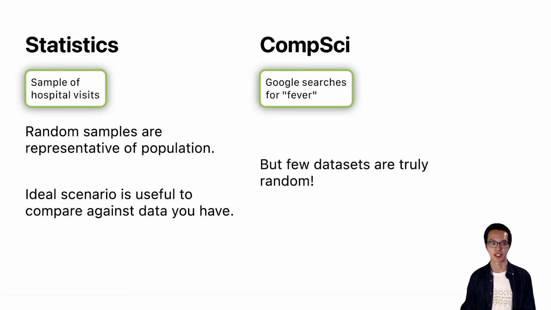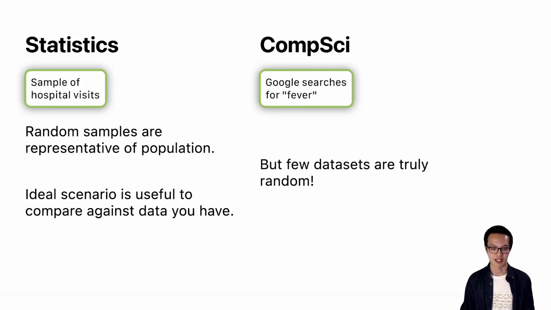Nonetheless, the stats instructors pointed out that knowing the ideal scenario of having a perfectly random sample is useful as a comparison point against the data you do have, so you can begin to predict ways that your data might be biased towards one group or another.